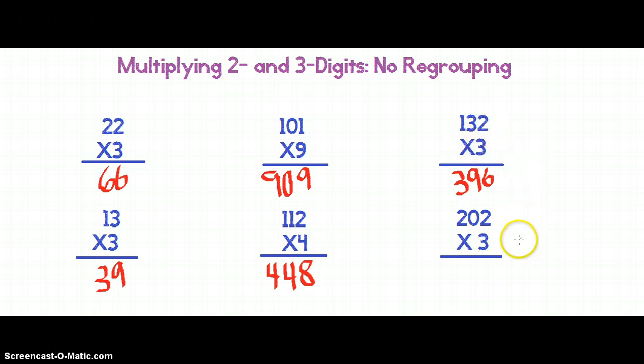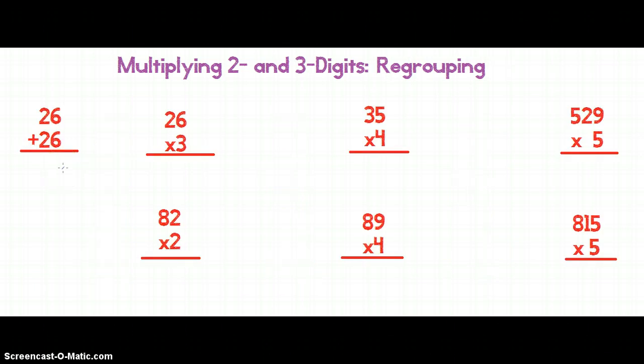Let's try one more. We have 202 times 3. 3 times 2 equals 6. 3 times 0 equals 0. And 3 times 2 equals 6. So 202 times 3 is 606.